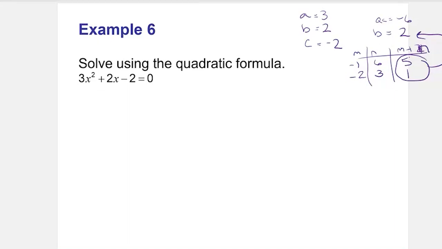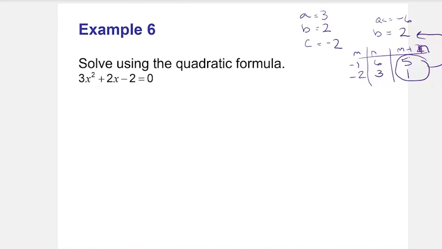Okay, so I'm going to use the quadratic formula. Some of you may find that the quadratic formula is easier for you when you need to solve, and you're not just asked to factor, but you need to actually solve, because the quadratic formula will work for anything. And some of you might find it easier to just use the quadratic formula.